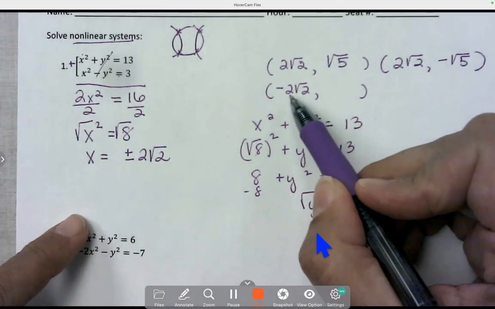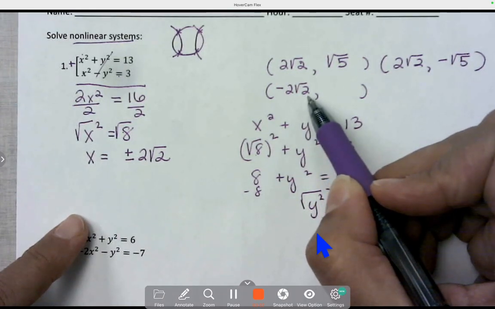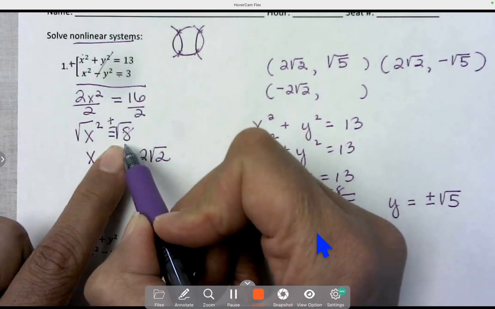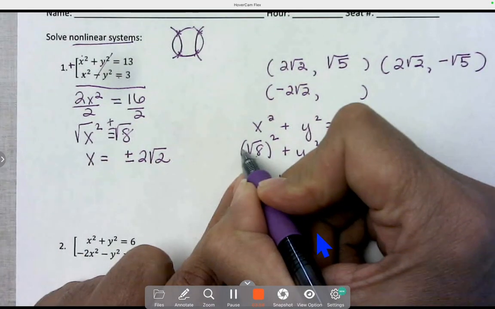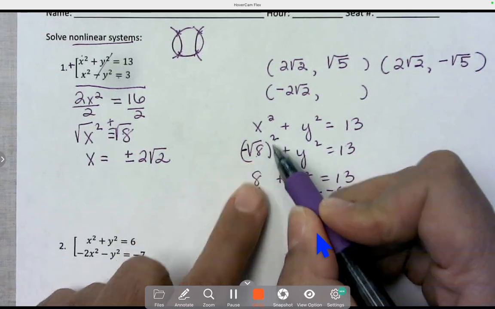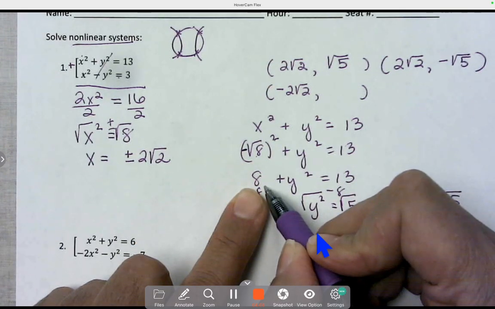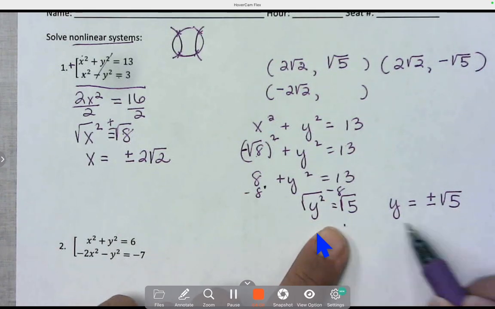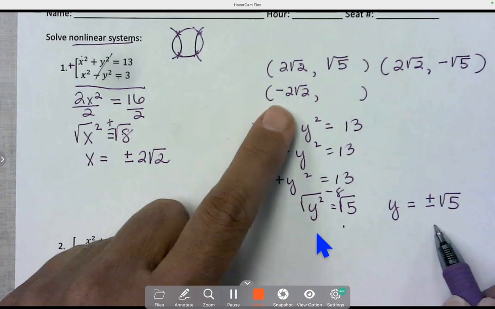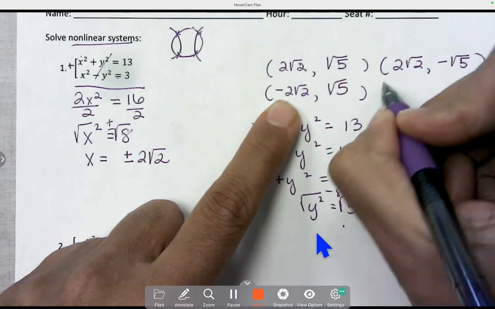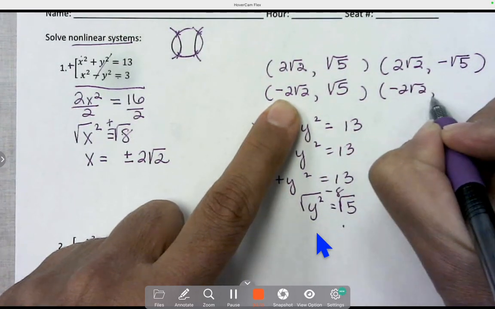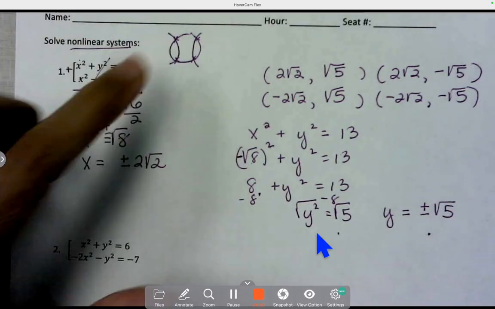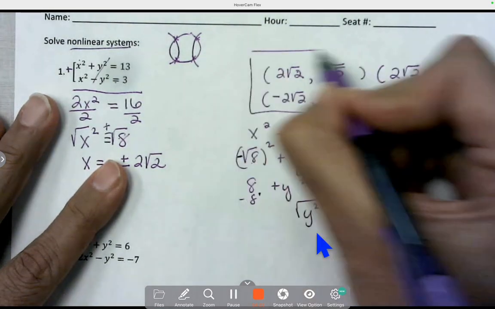All right, so now I've got to plug in the negative 2 square root of 2, okay, which is basically negative square root of 8, right? Well, if I just change this to a negative, and when I square it, won't it give me a positive? So I don't have to do all this work all over again. I just know that the result again is going to be plus or minus square root of 5. So when it's negative, I get a square root of 5 and a negative square root of 5. So that's how you find those 4 points of intersection.